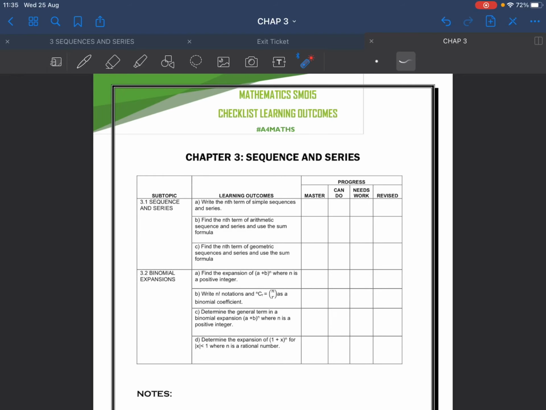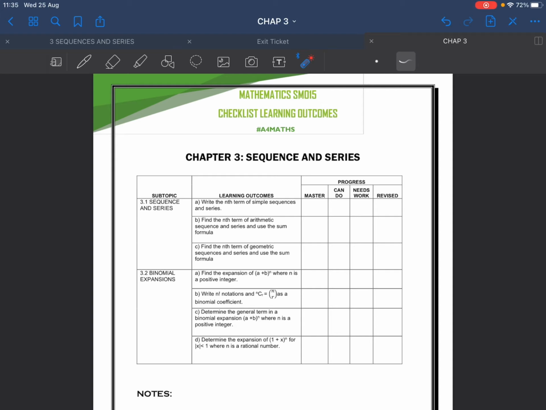Assalamualaikum and hi everyone. So today we are going to continue the second subtopic for chapter 3 which is binomial expansion. So saya rasa ini ialah benda baru untuk kamu which is tak pernah belajar lagi dalam XPM. So we have, as you can see from here, few learning outcomes that you have to understand.